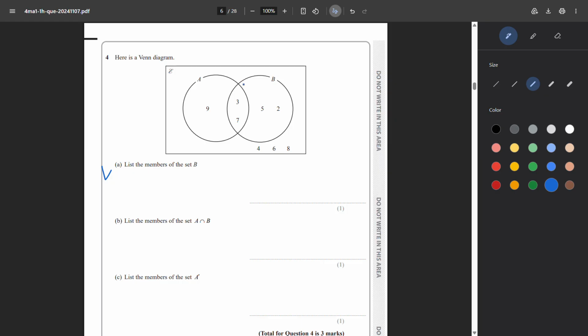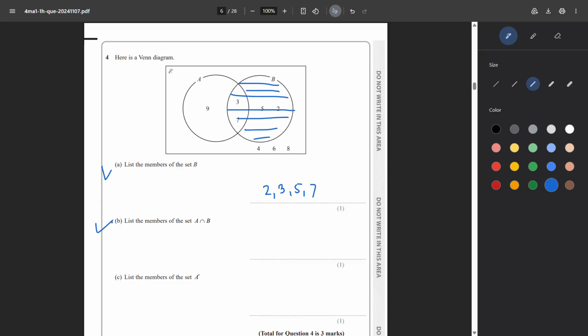So B means, you can see here this circle. Only this circle you have to consider. So you can see here 2, 5, 3 and 7. These 4 elements are only in set B. So what you have to write down is: 2, 3, 5 and 7. Always try to write answer values in ascending order. It's not compulsory, but it looks good.